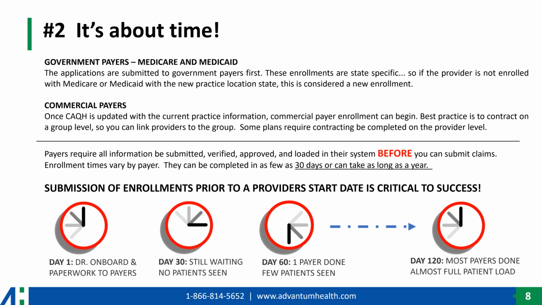Day one, doctor on board and paperwork to payer. 30 days, still waiting, no patients seen or claims released. Day 60, one payer done, few patients seen, and most plans are about 120 days. But you can really see the most important rule here is about time, about getting the information out to the payer before they start seeing patients within the practice.